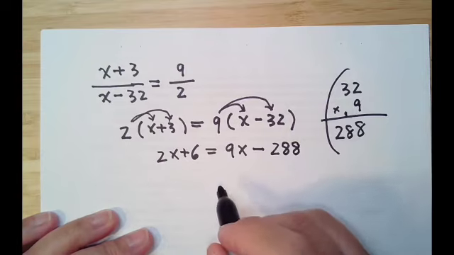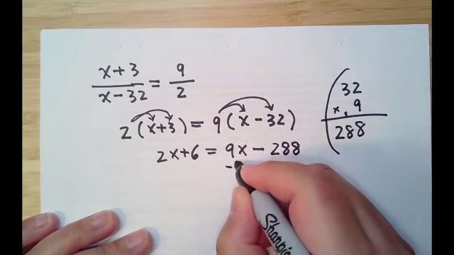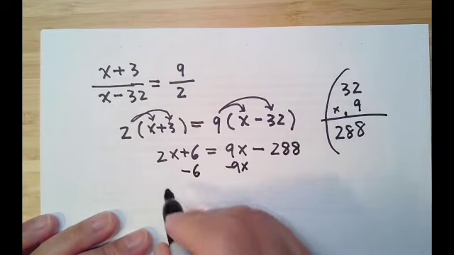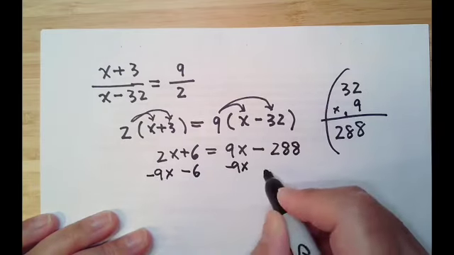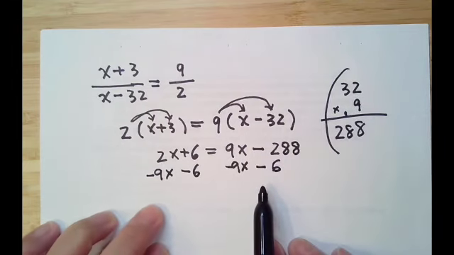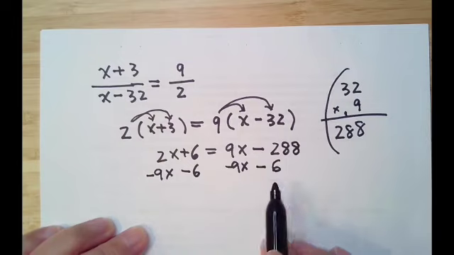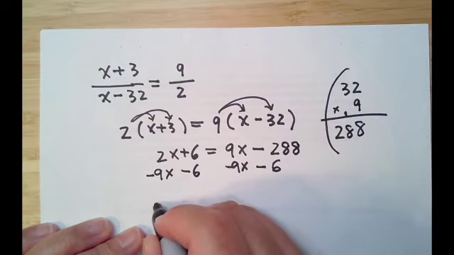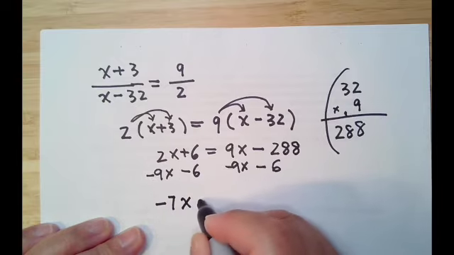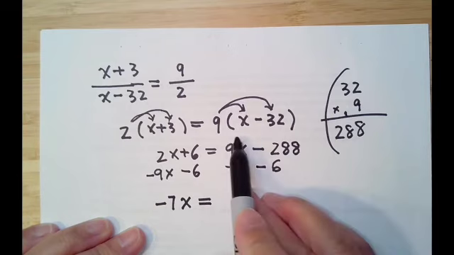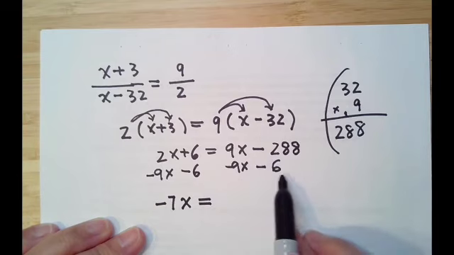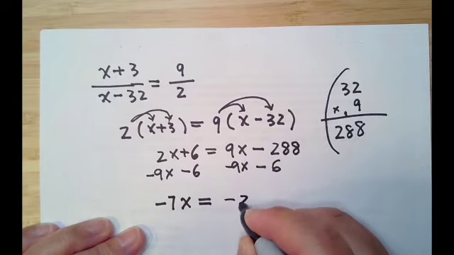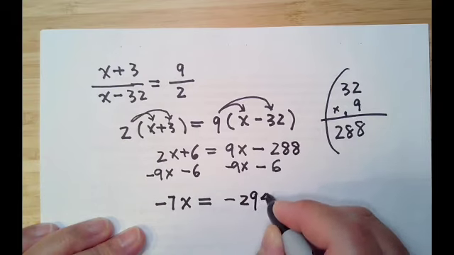I will subtract 9x on both sides, and also I will subtract 6 on both sides. Can I do that? Yes. I do that at the same time. See? I add or subtract the same amount on both sides. On the left side, this plus 6 minus 6 canceled out, so I have negative 7x equals. And on the right side, there's going to be no more x, so this becomes negative 288 minus 6, which becomes negative 294. Wow.